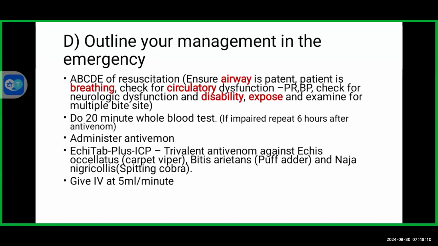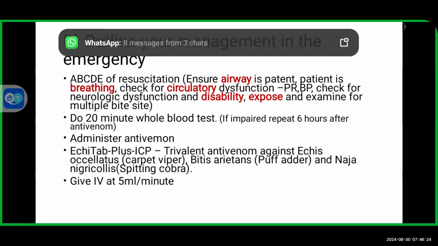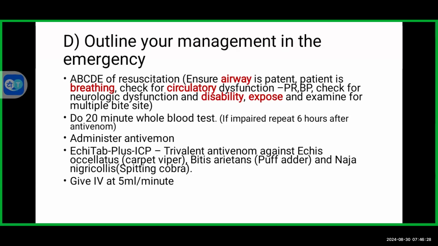Okay, so now your management in the emergency. When the patient presents, you do an ABCDE of resuscitation, where you have to ensure that the patient's airway is patent, the patient is breathing, then check the pulse rate and the blood pressure, that they're normal, or if the patient will need fluid or maybe inotropic agents, check for disability, expose the patient properly and examine for other bite sites if there are any. Then you quickly do a 20-minute whole blood clotting test.